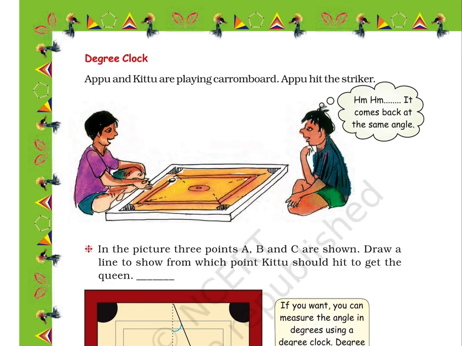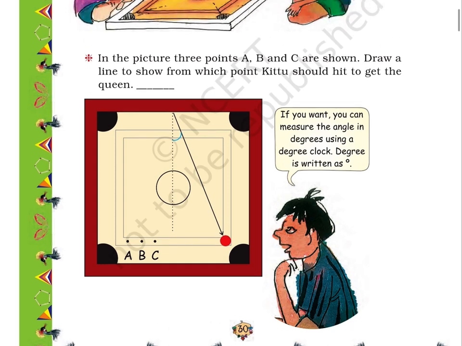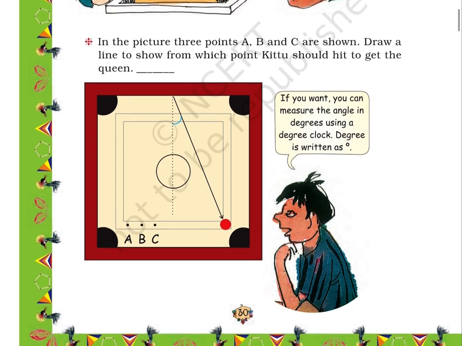In the picture, 3 points A, B and C are shown. Draw a line to show from which point Kittu should hit to get the queen. Kittu is seen saying, "If you want, you can measure the angle in degrees using a degree clock." Degree is written as a small circle on the upper side.